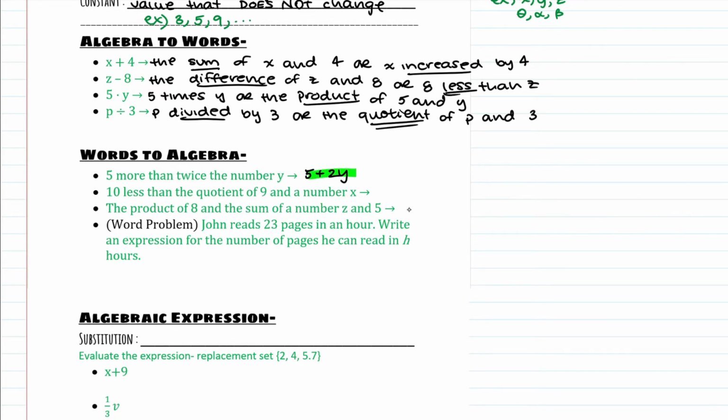Okay, so again, let's look at this one more time. So 5, you're adding, because it says more, twice the number y, meaning you're multiplying 2 to the variable. We don't know the number. We just know that it is any number. It could be any number. Twice the number y, meaning 2 is multiplied to y.